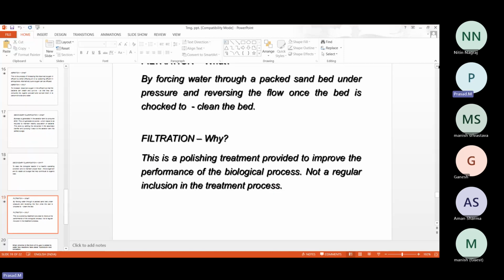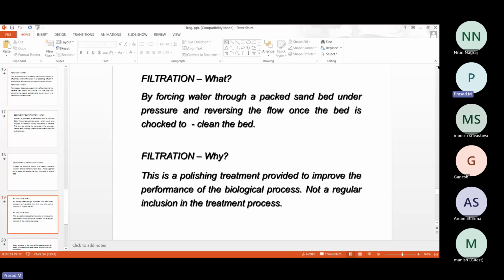Then I already explained what is meant by filtration: forcing the water through a packed sand bed under pressure and reversing the flow once the bed is choked to clean the bed. Why is filtration required? This is a polishing treatment provided to improve the performance of the biological process, not a regular inclusion in the treatment process.